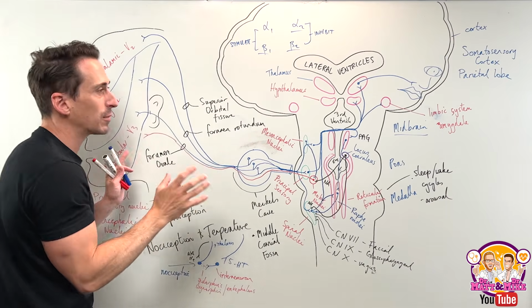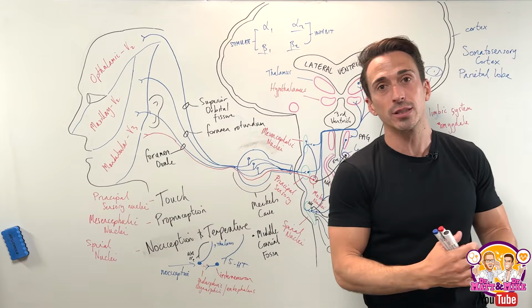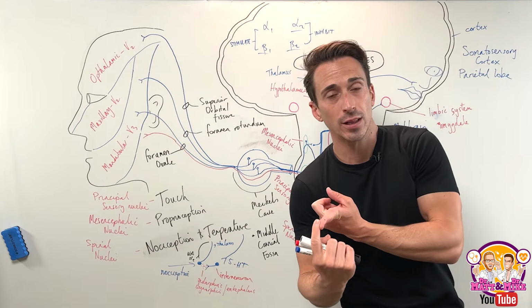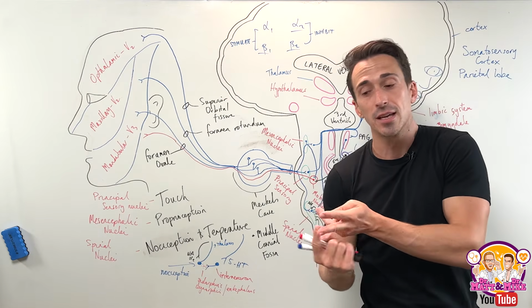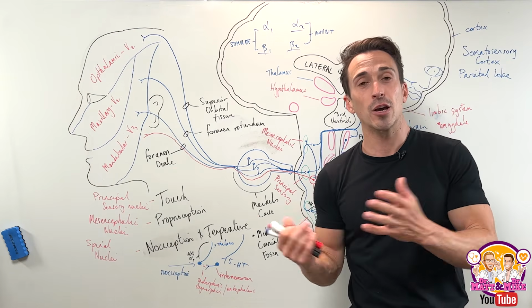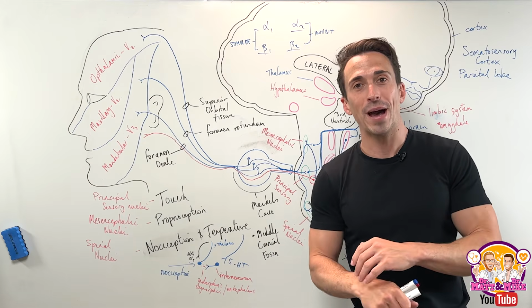Now, a lot of the time this doesn't necessarily work, and we need to access pharmacological interventions. Things like NSAIDs, non-steroidal anti-inflammatory drugs, opioids, and even, if you go to the dentist's, local anesthetic. So that's the trigeminal nerve and its involvement in orofacial pain.